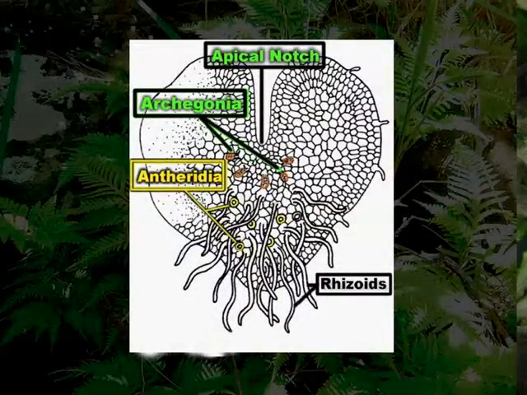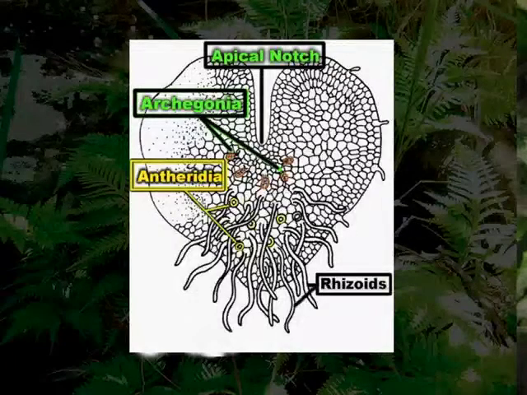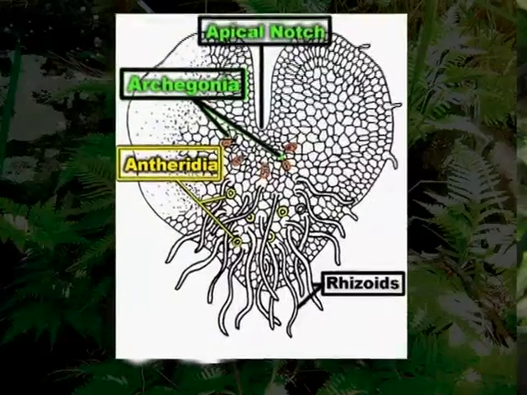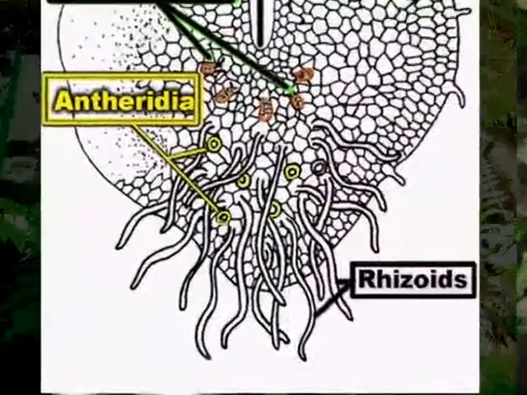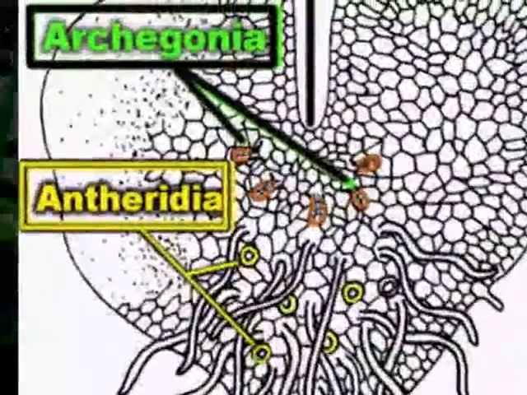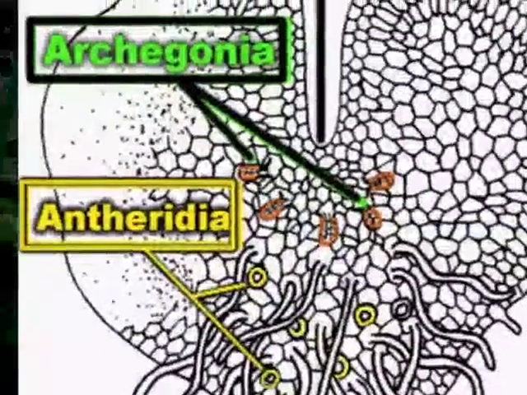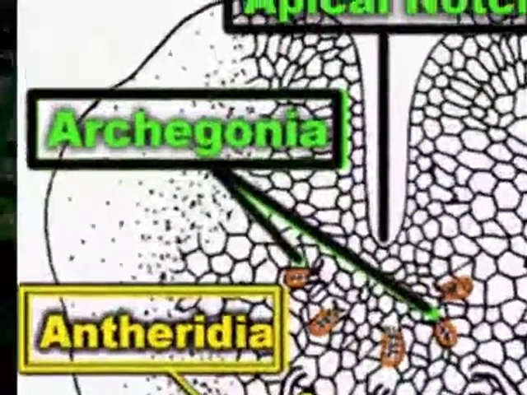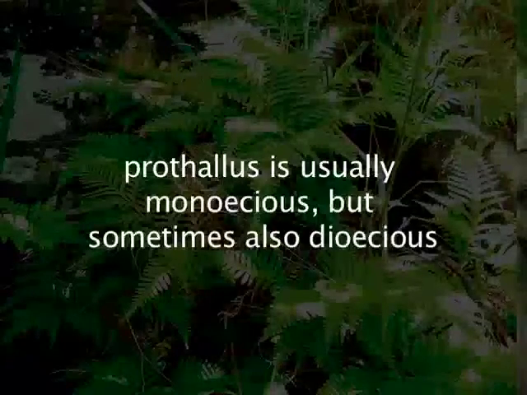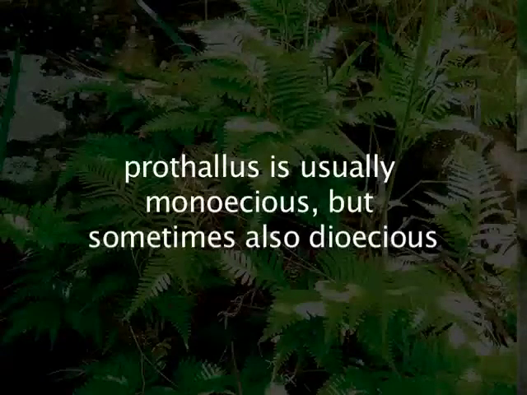The cells are polygonal with protoplast showing primordial utricular condition with disc-shaped chloroplasts and a haploid nucleus in every cell. It has unicellular rhizoids at the posterior side on the ventral surface, among which the antheridia are developed. Below the notch, the female sex organs, that is archegonia, are present. The prothallus is usually monoecious but sometimes also dioecious.